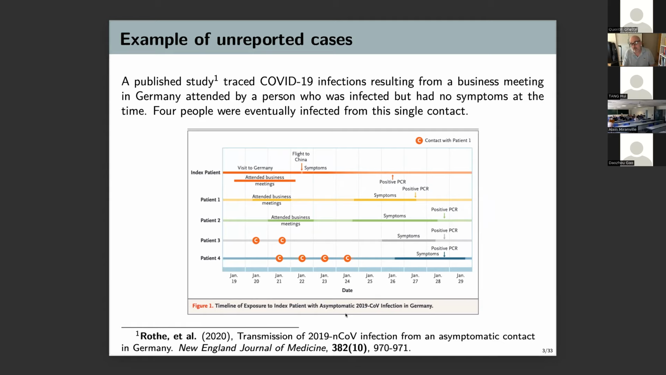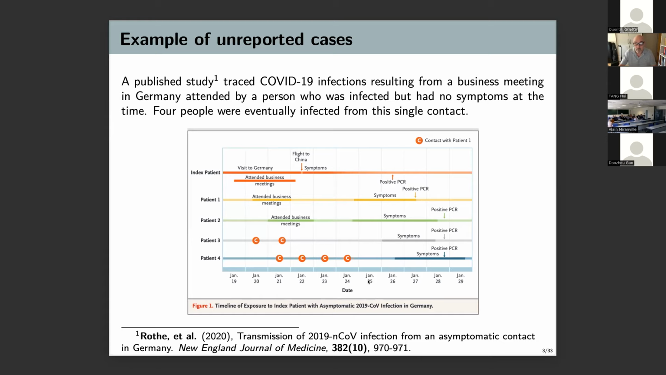In the case of COVID-19, everything starts with a business meeting in Germany, where one guy came infected. This was at the very beginning of the COVID-19 pandemic, and he transmitted COVID-19 to other participants of this meeting. Nobody knew about this until later on when people got tested.